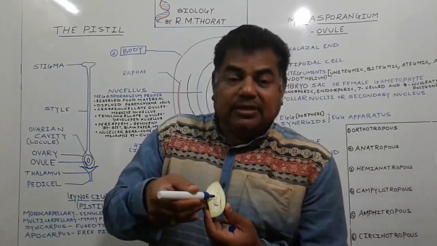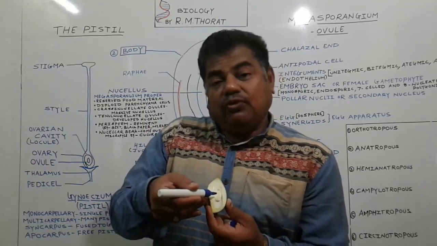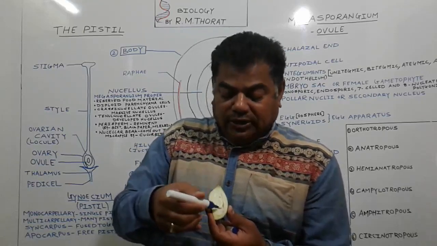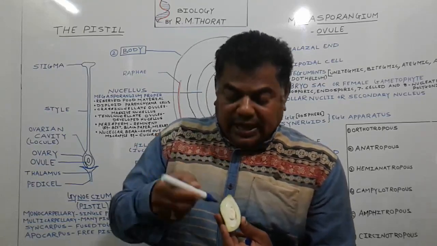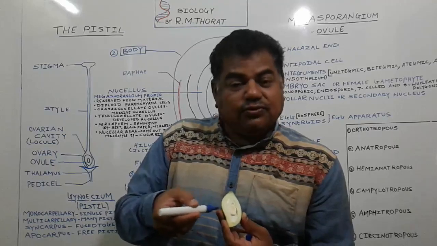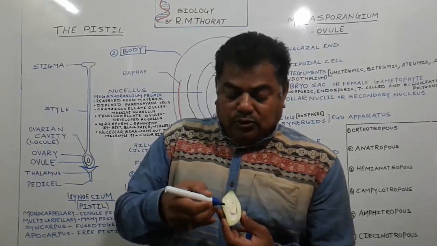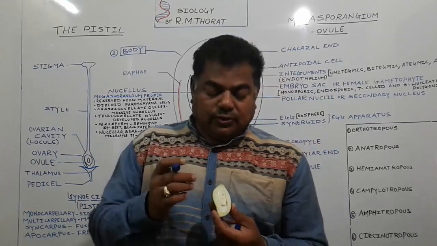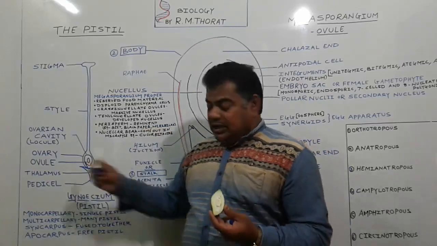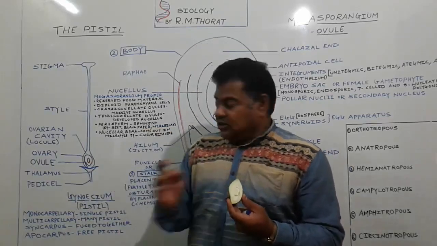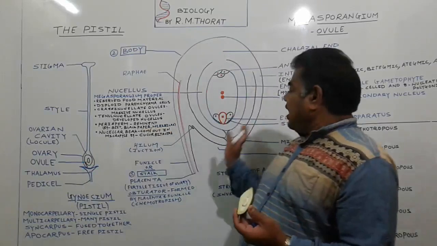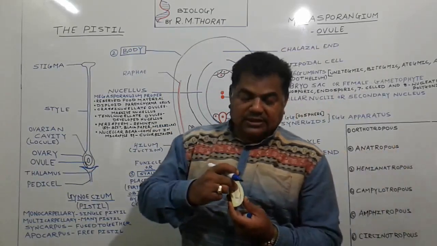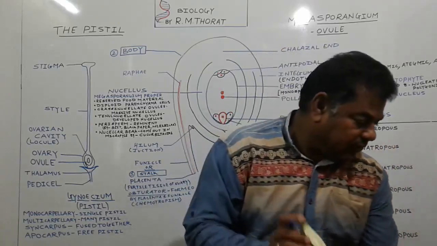So this seed is nothing but what? Ovule. Before fertilization, this structure is ovule, and after fertilization, this ovule gets converted into the structure we call a seed. And this structure we call the fruit wall: epicarp, mesocarp, endocarp, like this. We will see details in the next video. So after fertilization, the ovary gets converted into the fruit wall, and the megasporangium or ovule gets converted into what? Seed.